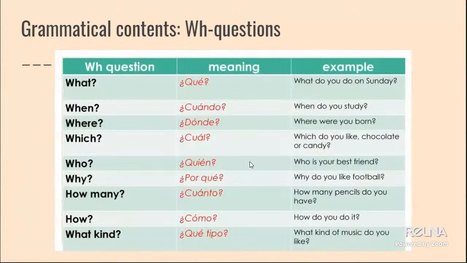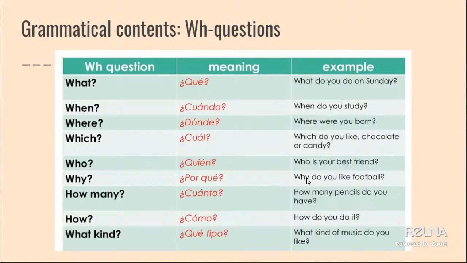What else? More examples in this case with WH questions. What do you do on Sunday? When do you study? Where were you born? Which do you like, chocolate or candy? Remember, the which in this case is for election normally. It's different from what. Okay, what is pretty much more specific when we say what, but which, it implies election. So we got, for example, which one do you like, chocolate or candy? Or which do you like, the blue car or the red car, for example?